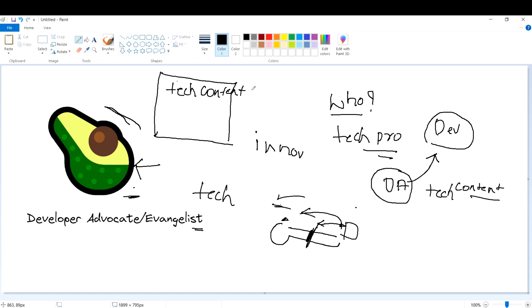They will also be involved in producing tech content. It can be on YouTube, or they can produce content on any other social media platform. Developer advocates create technical content such as blog posts, tutorial videos, and webinars to educate and inspire other developers. They may also create sample code, libraries, and plugins to help developers get started with the company's products.